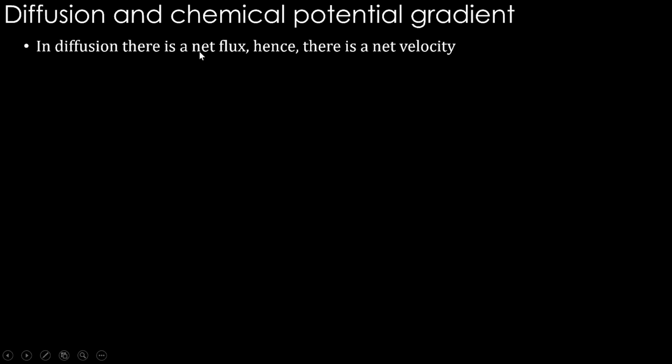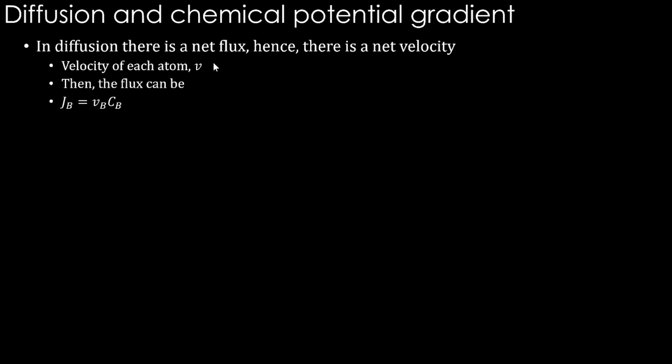That is, in diffusion there is a net flux. Hence there is a net velocity, right? We can say atoms are moving with some velocity. So if that is so, each atom will have velocity v. Then flux can be written like this. Flux is the concentration, meaning how many atoms are there per unit volume, multiplied with the velocity, and you get the number of atoms moving per unit area per unit time. So this is a much simpler way to understand diffusion.